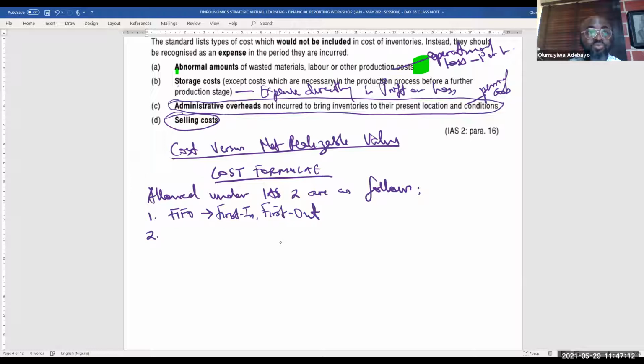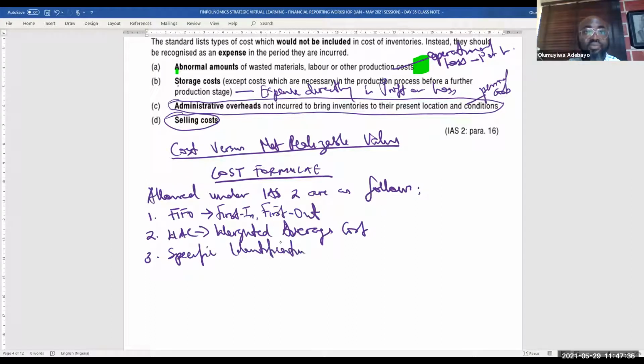2, weighted average. 3, specific identification price.